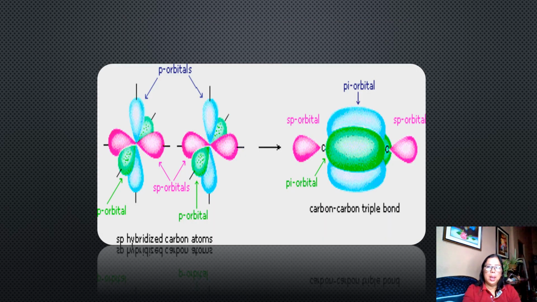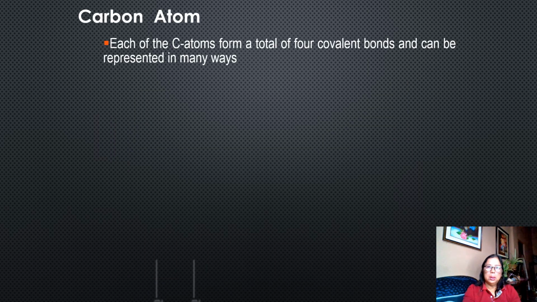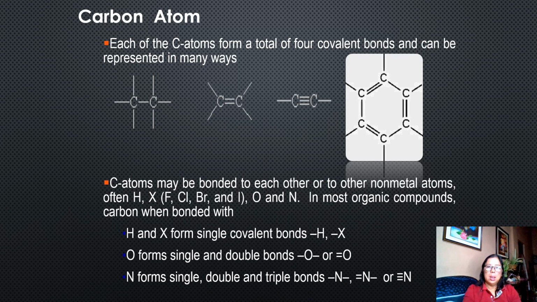And this is your sp orbital. It is already coated. So this is your carbon atom. It could be bonded singly, or by double bond, or by triple bond. It could also form aromatic compounds.